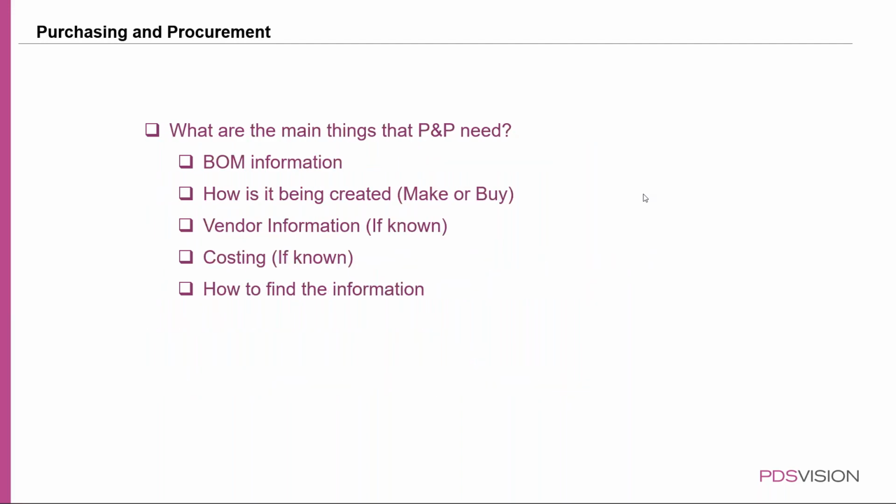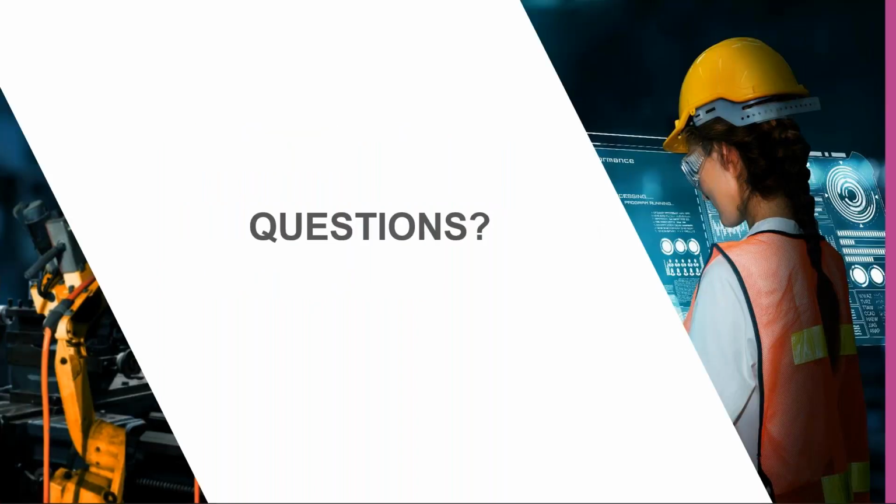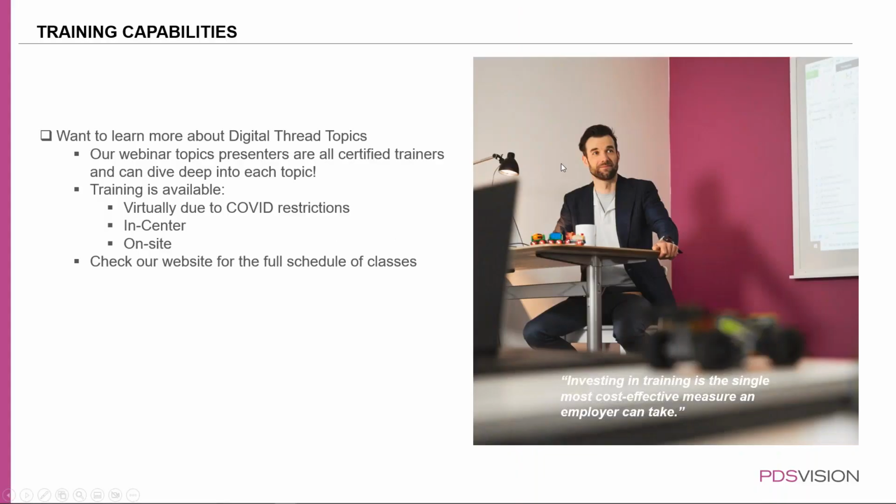So purchasing and procurement. What's important for those? Of course, BOM information. You always want to be able to go in and find that information. How's it being created? Is it make or buy? Vendor information if it's known, costing if it's known. And even more important, before you do any of that, how do you find the information? Well, that's actually what we're going to do now, go in to Windchill and find the information that we need from above. So let's go ahead and start that.